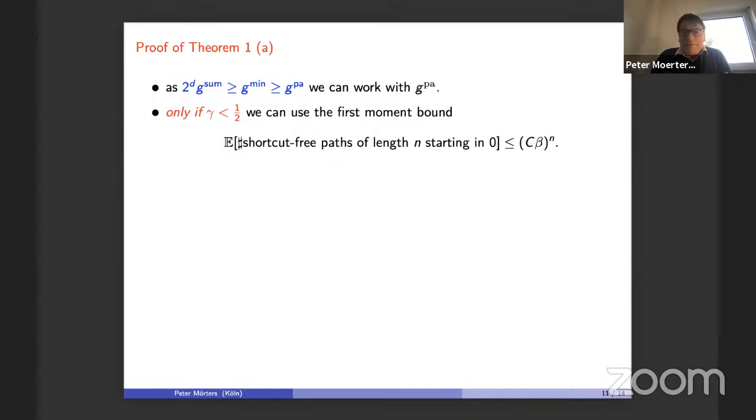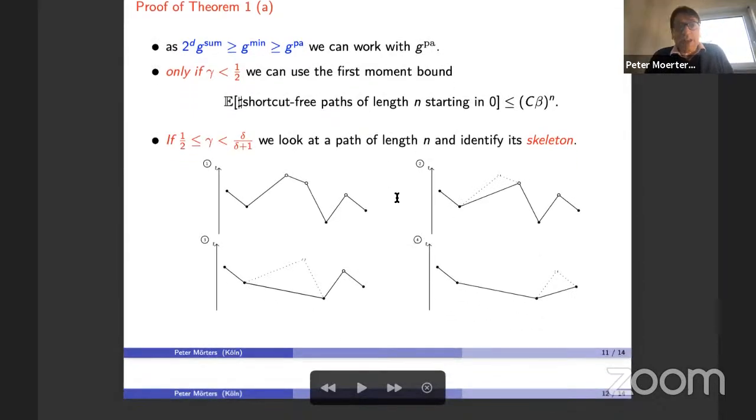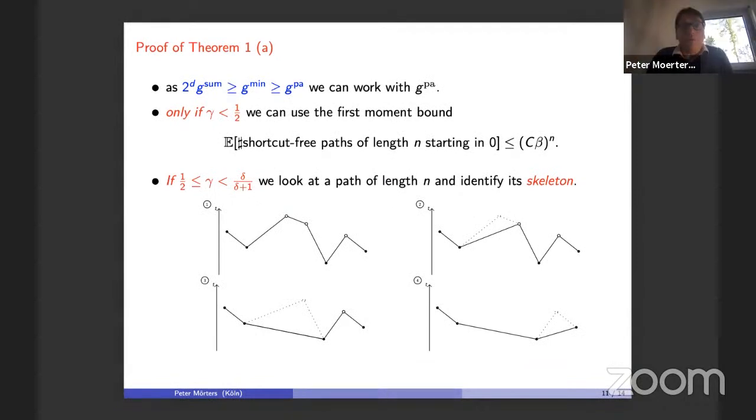However, if you start in 0, you never reach these vertices. They only appear in the expectation, mess up the expectation. But if you look at the almost sure picture of the paths, or the pathwise picture, you don't reach these vertices, and therefore you need to do something else. The crucial thing in this is how do you reach vertices with a low mark?